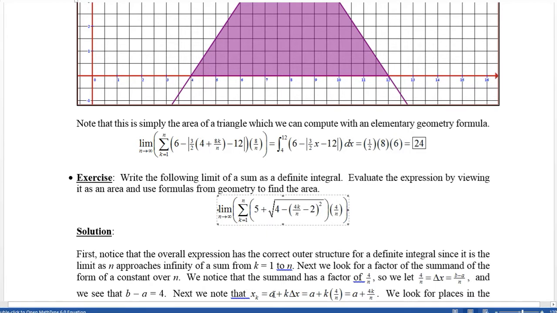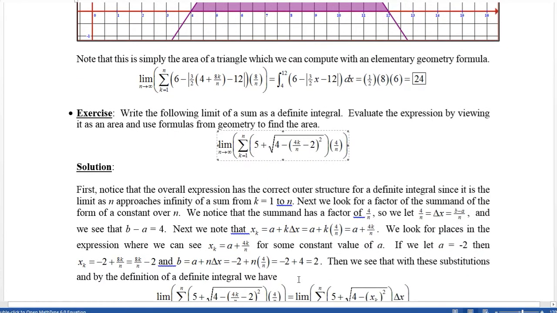So what is x sub k? It's a plus k delta x, which is a plus 4k over n. So we're looking for a plus 4k over n. I believe if you look right here inside this parentheses, you'll see a is negative 2, and then it's plus the 4k over n. Okay, so that's going to be our x sub k. So, let's see, a was negative 2 then. And of course, negative 2 then plus 4 would be positive 2 for b.